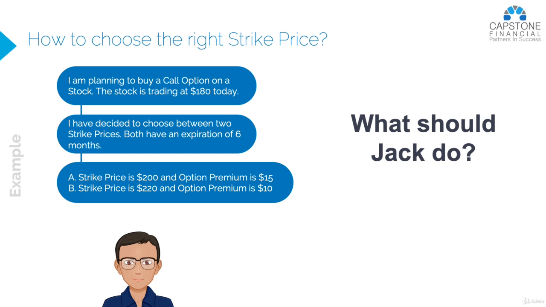Because at $180, the stock does not need to go as high, only $20 higher, in order for Jack to start to realize some sort of a gain in his position. Having to go $40 higher, it's going to be less expensive just because it is more unlikely that that will happen. So as you see, as we move further out on the spectrum from where the market is trading, we're going to start to see those prices decrease.